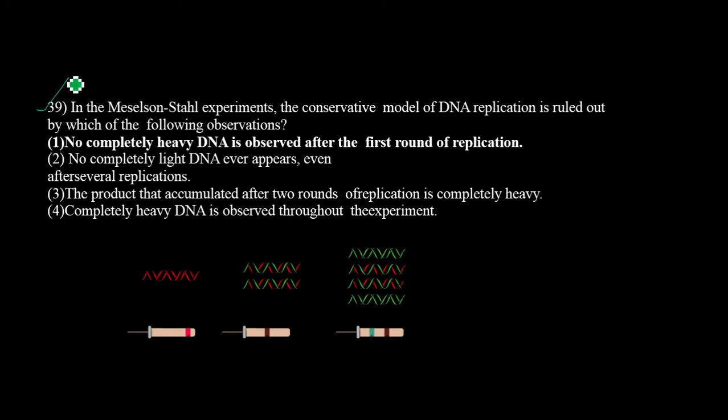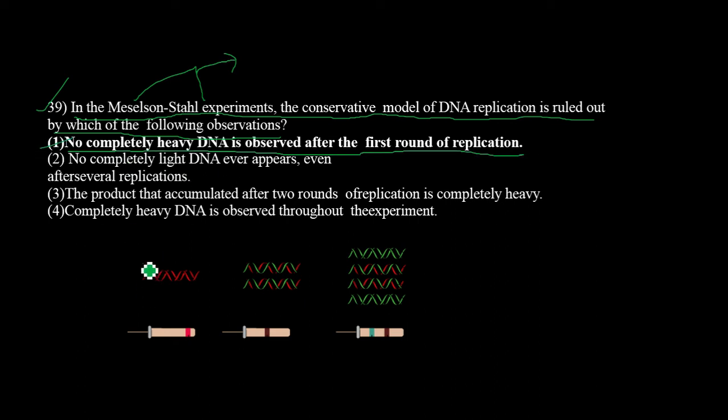Next, question number 39. In the Meselson and Stahl experiment, the conservative model of DNA replication is ruled out by which of the following observations? Meselson and Stahl are two scientists. They proved the semi-conservative type of replication in E. coli by the observation that no complementary heavy DNA is observed after the first round of replication.